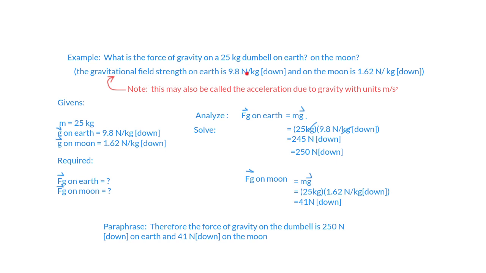So that dumbbell has 25 kilograms of stuff in it. So no matter if it's on Earth or if it's on the moon, it's always 25 kilograms. But the weight, the force of gravity, will change depending on what planet you're on. It could have a different force of gravity for the same mass. So mass is different than weight.